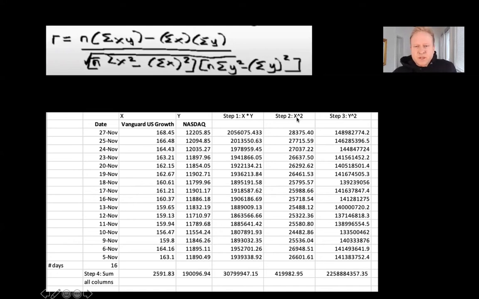Now, the next one you do for step 2 in the formula is to square X. So that's X times X. So 168.45 times 168.45 equals this number here. And then we do Y squared. See that little up arrow? That means multiply it by itself. So Y multiplied by Y. Now Y squared just means multiply it by itself twice. So we could have Y to the third, which would be Y times Y times Y, but we just want Y squared, Y times Y. So 12,205.85 multiplied by itself equals this number. And then, so that's step 3. Step 4 is that we add up all the columns. And Excel is great for this.